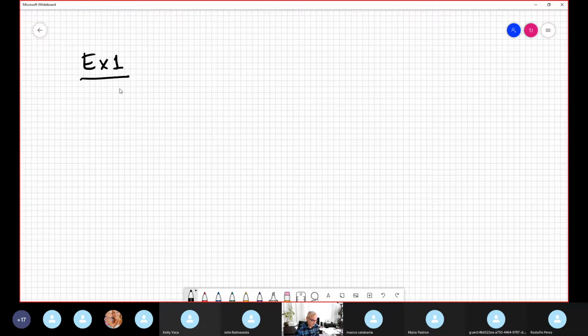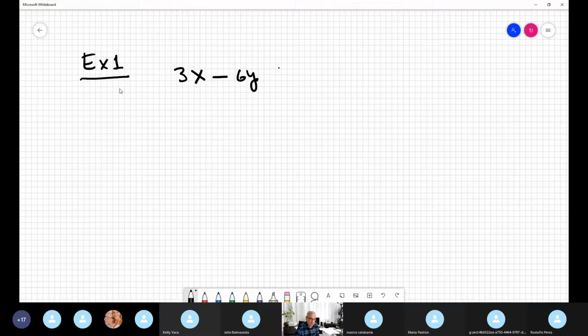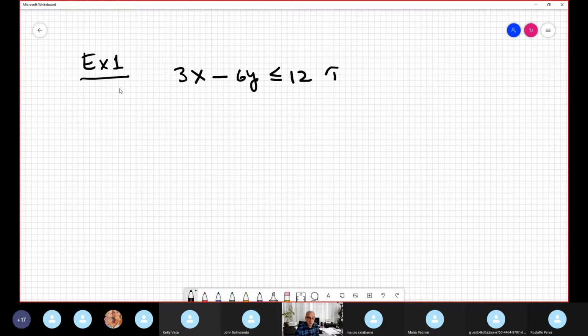Okay, it is 3x minus 6y less than or equal to 12. Inequality number 1. 2x minus y greater than 4. Inequality number 2.